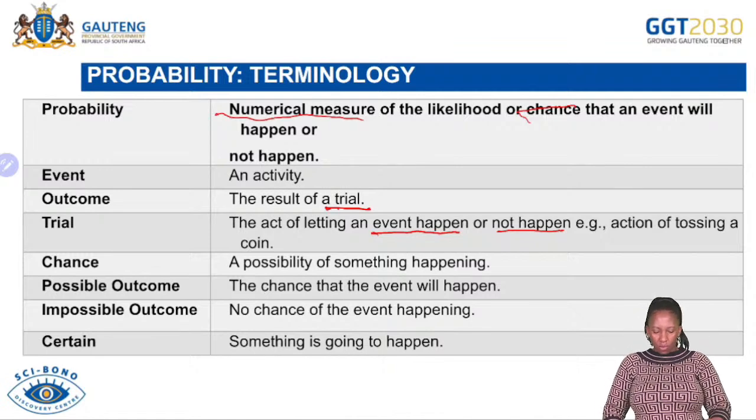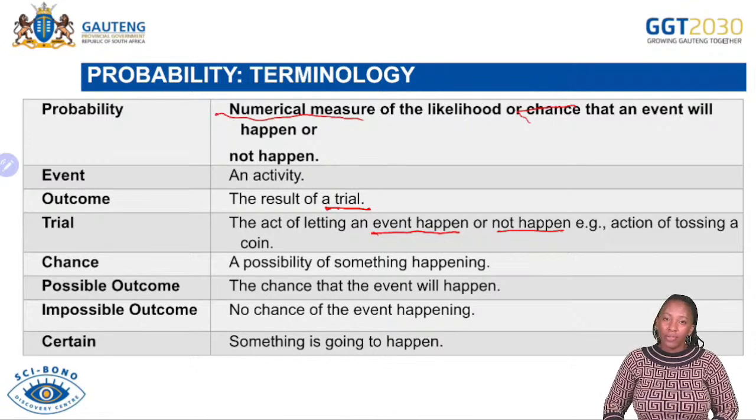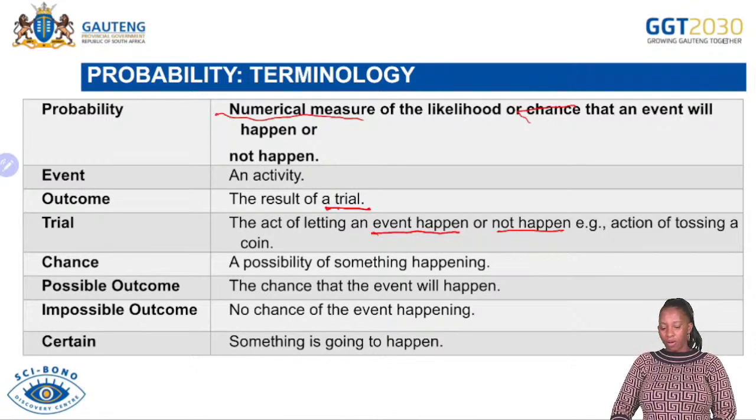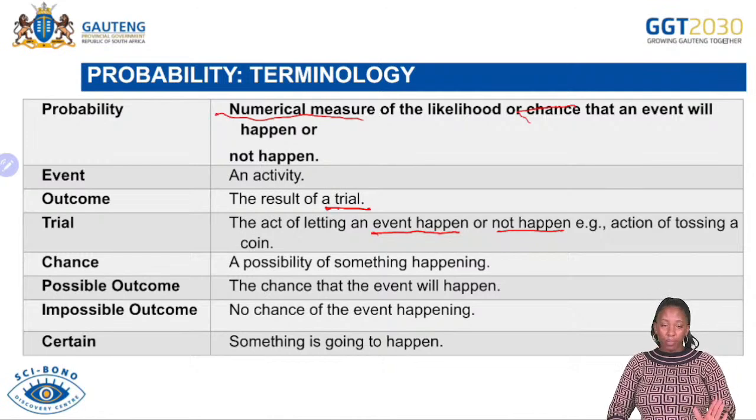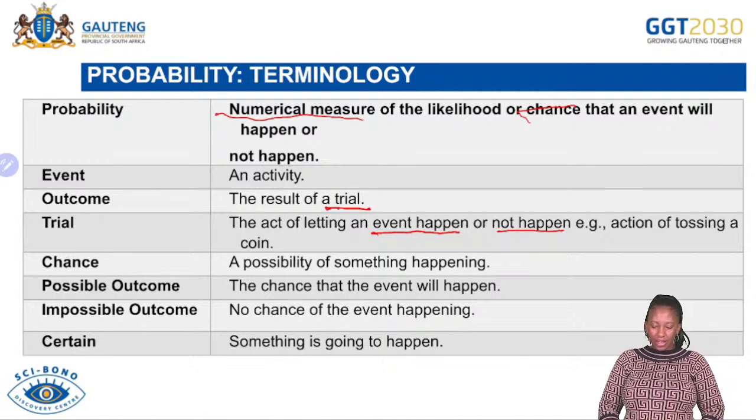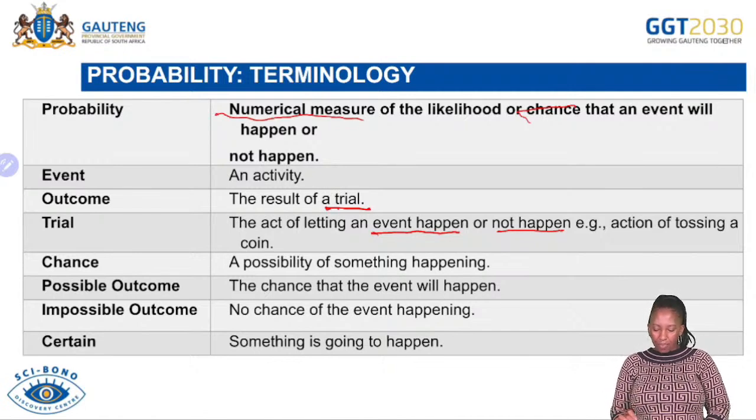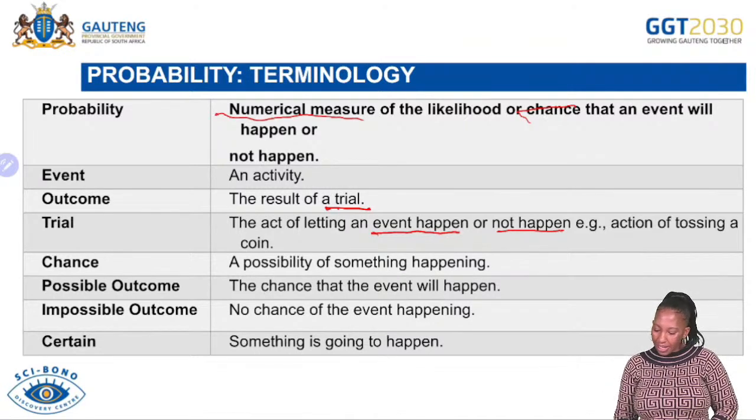So now, quickly going back to what we have just gone through, we said probability. Before I leave this slide, probability is a numerical measure of the likelihood or chance that an event will happen or will not happen.